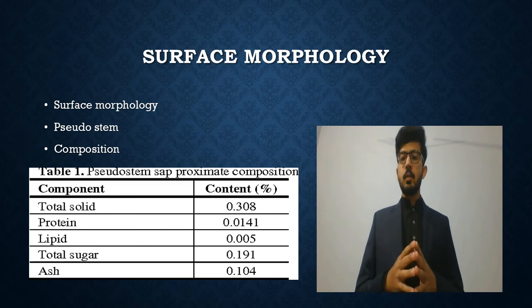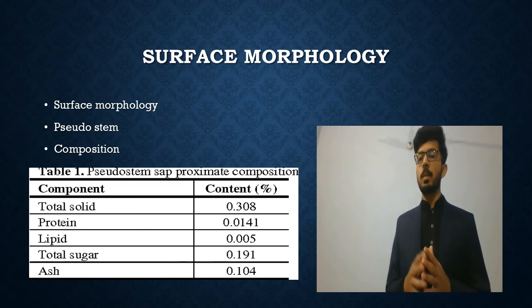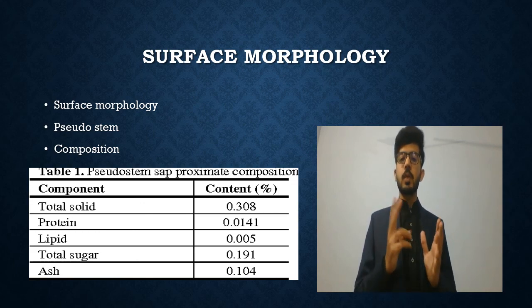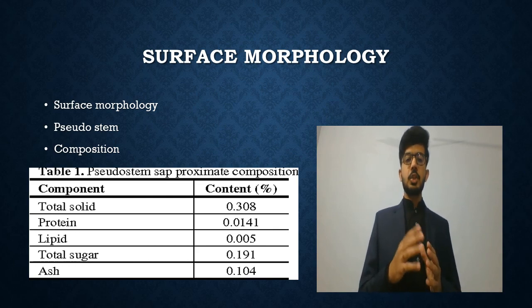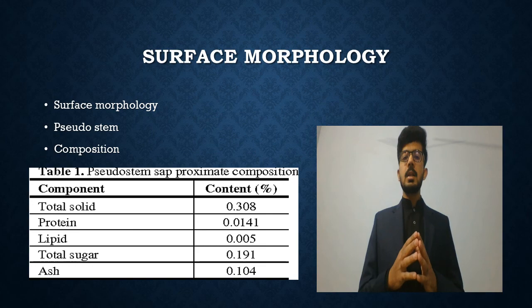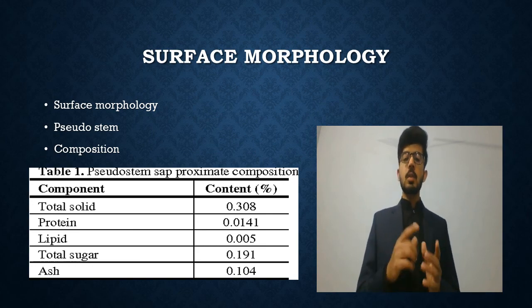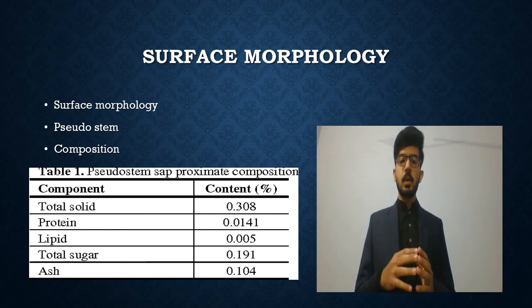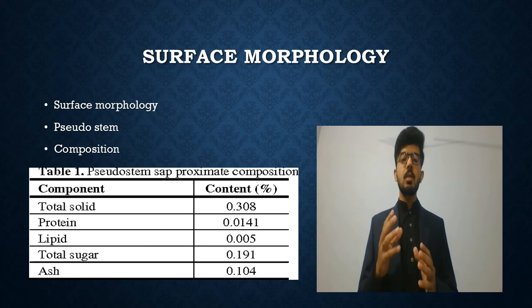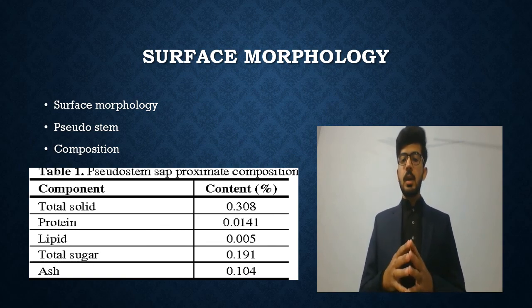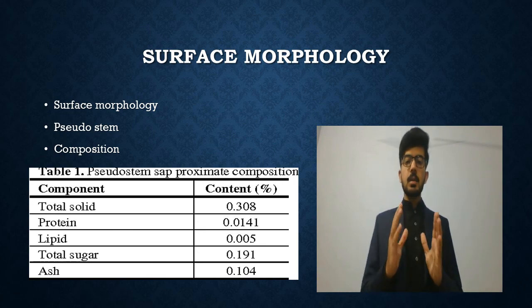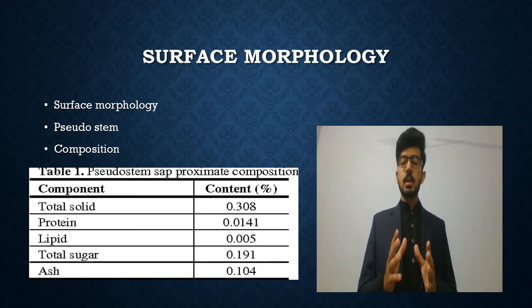So in this slide, we study the surface morphology of banana fiber. The word morphology is made up of two words. The first is morph, meaning shape, and logos meaning the study of anything. So surface morphology is the study of any object with the help of a high resolving power microscope. In the surface morphology, we cover two points. The first point is pseudostem, and the second point is the composition of pseudostem.